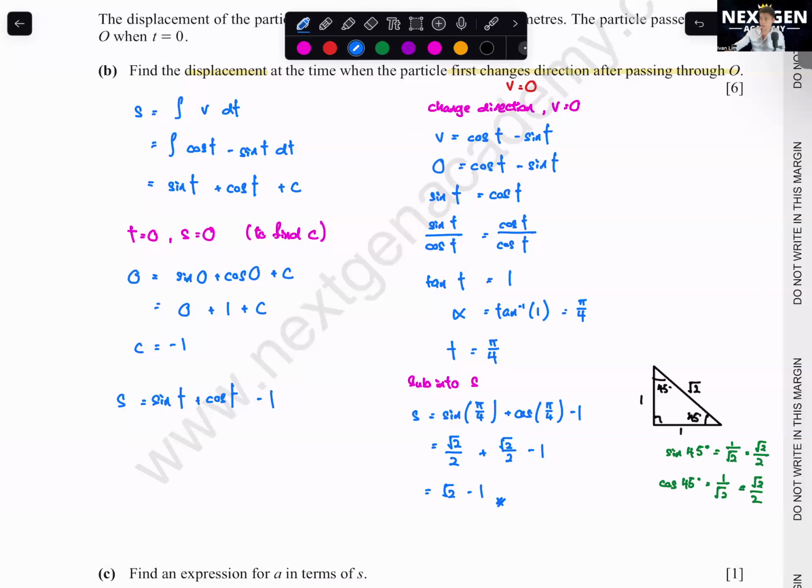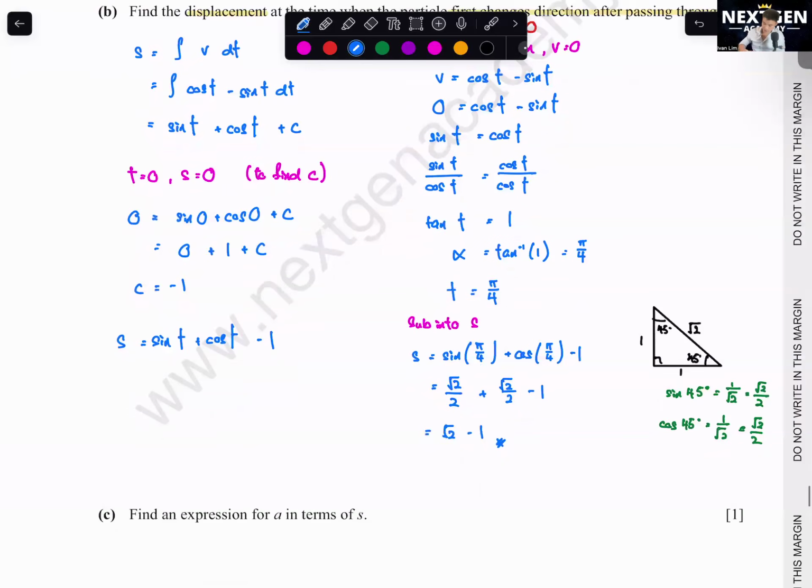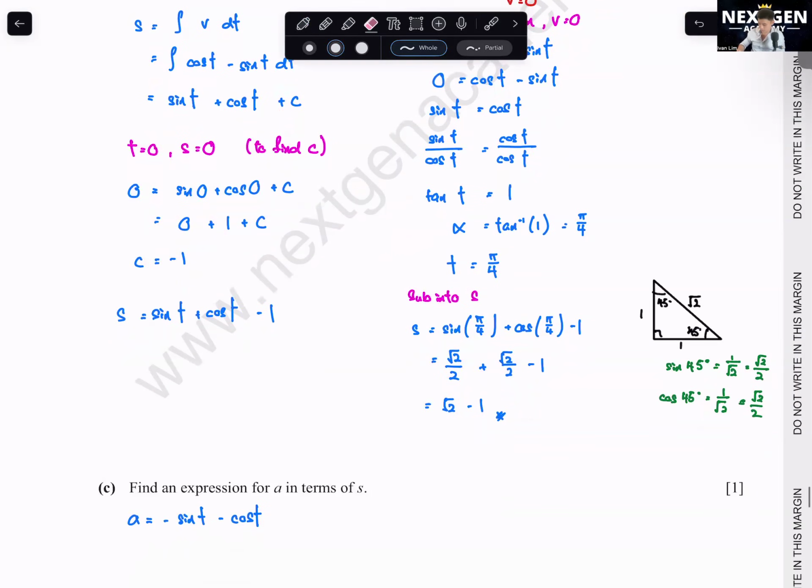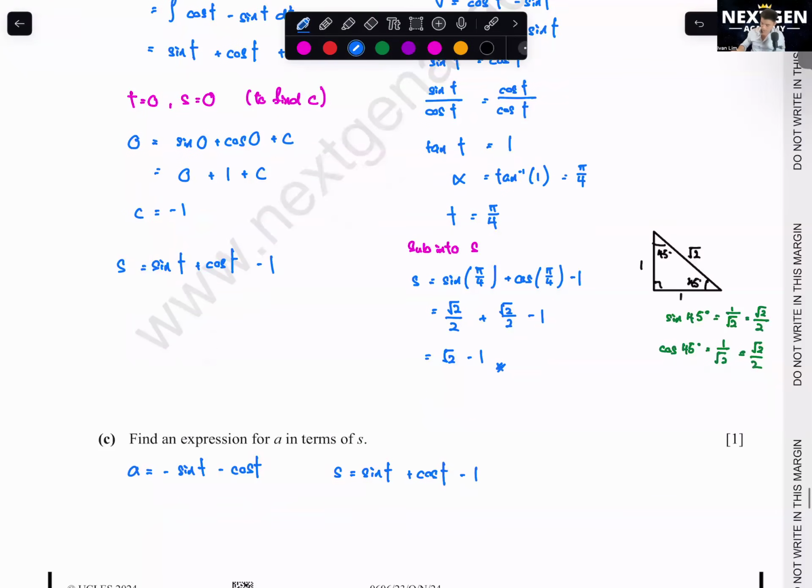Okay, the last one. Find an expression of A in terms of S. Very interesting question, 1 mark only. Did we find A already? Just now A is given to us: negative sine t minus cos t. So A is minus sine t minus cos t. What is S? We go back to the previous question. S is equal to sine t plus cos t minus 1. Okay, A in terms of S.